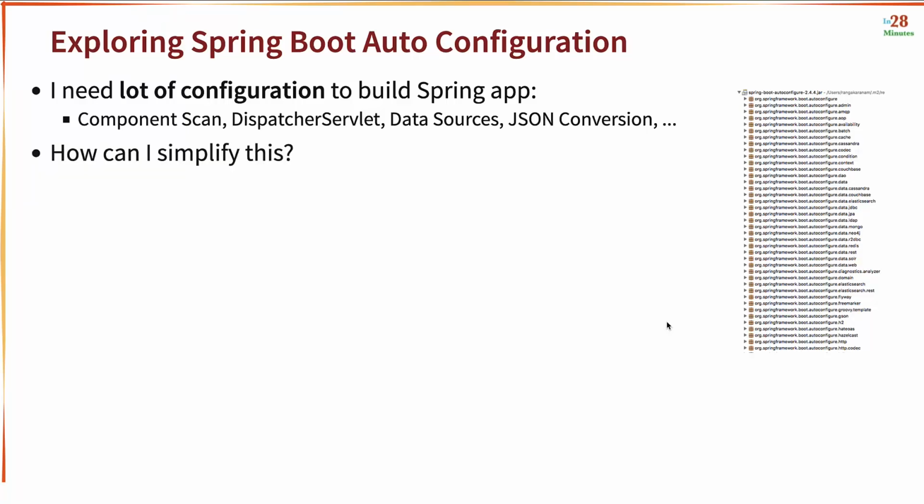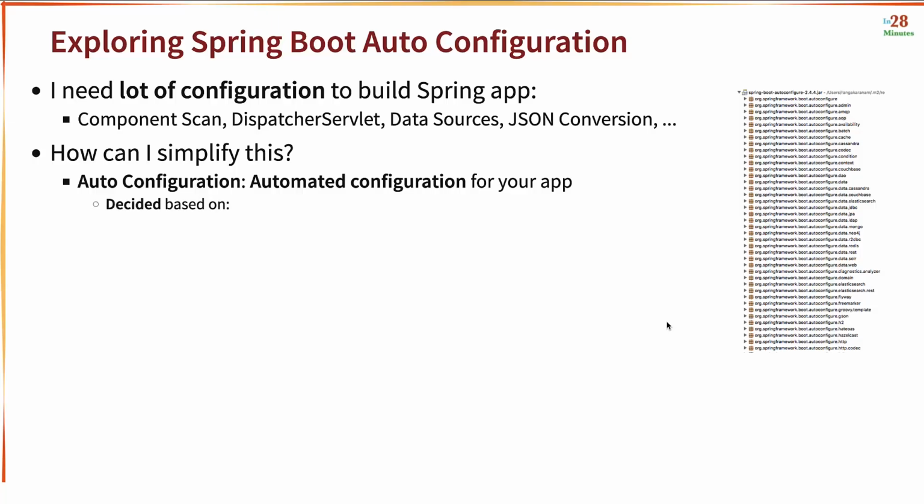How can I simplify this? That's the concept of auto configuration. Automated configuration for your application. How is this generated? The automatic configuration is generated based on which frameworks are in the class path. In the pom.xml, we can add in a lot of starter projects, and these bring in a lot of frameworks. So depending on the frameworks which are present in the class path, we can auto-configure a lot of things.